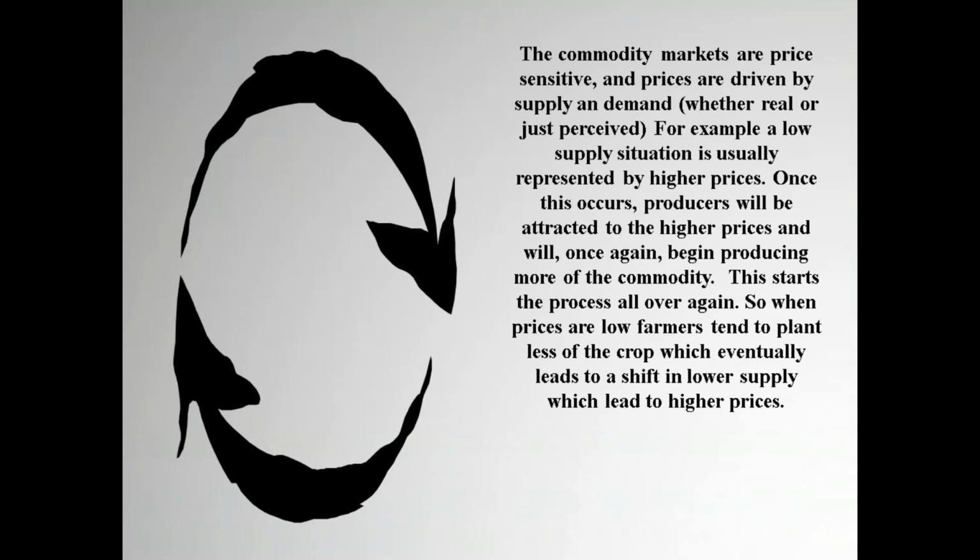The commodity markets are price sensitive, and prices are driven by supply and demand, whether real or just perceived. For example, a low supply situation is usually represented by higher prices. Once this occurs, producers will be attracted to the higher prices and will once again begin producing more of the commodity. Thus the saying, make hay while the sun shines. Get it? This starts the process all over again, so when prices are low, farmers tend to plant less of a crop, which will eventually lead to a shift in lower supply, which leads to higher prices. Market goes in a circle. This is called the consumption circle. Any questions so far?